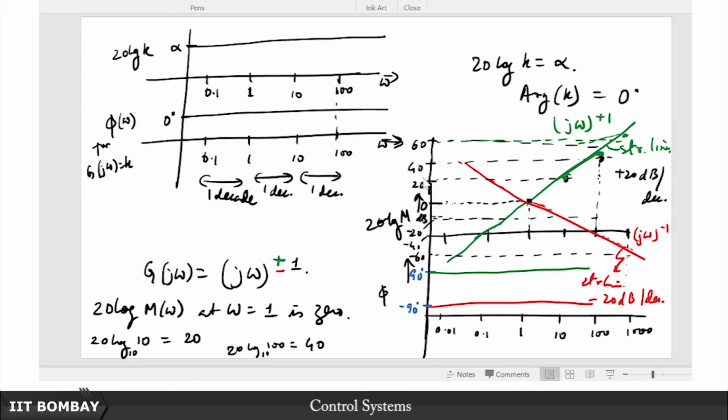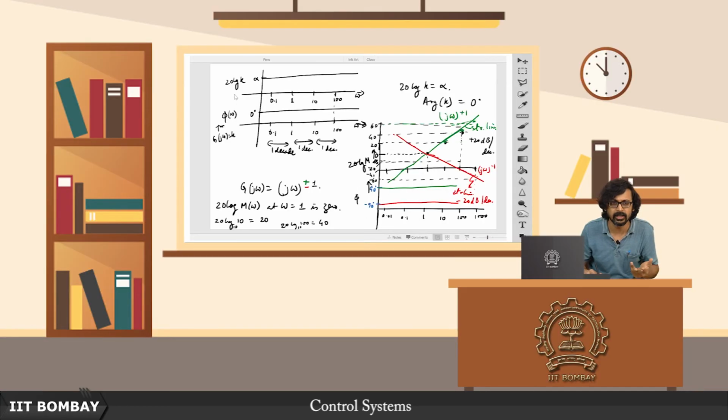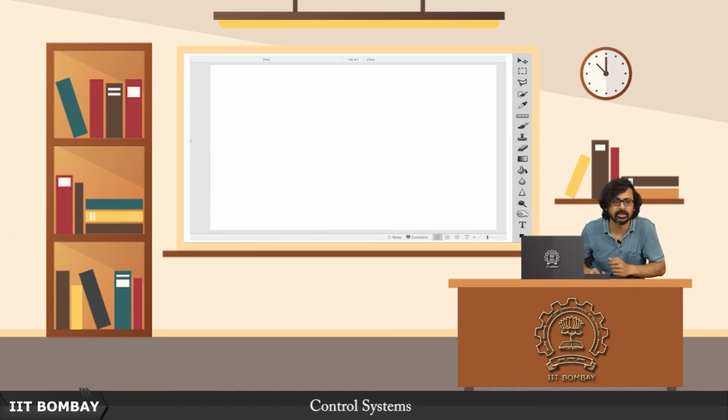Okay. So already almost in no time we have seen two of these blocks. One is this constant block K, the other is this pole or zero at the origin. The next block that we are going to look at is (1 plus j omega tau) to the power plus or minus 1. And here we are going to do some approximations.